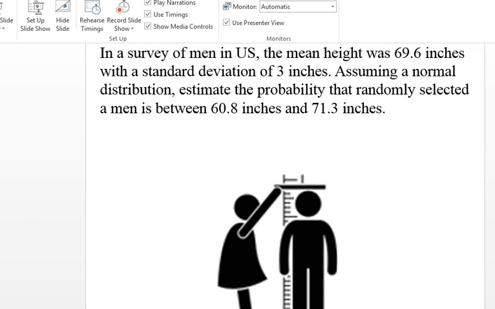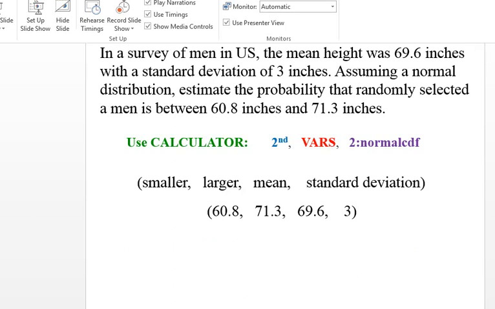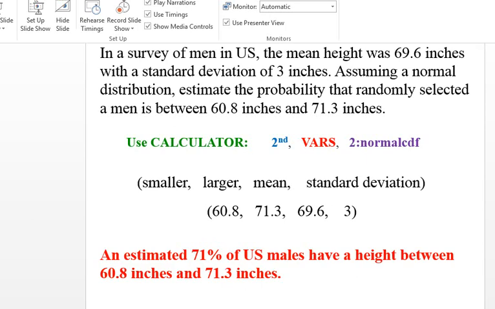What is your smaller number? 60.8. What is the larger number given? The average is? And your standard deviation. Come up with the percentage. If you're questioning if you're plugging in right, it should be in this order. Who has an answer of approximately 71%? Hands up. Good job. So it's estimated that 71% of U.S. males have a height that is between the two given values.